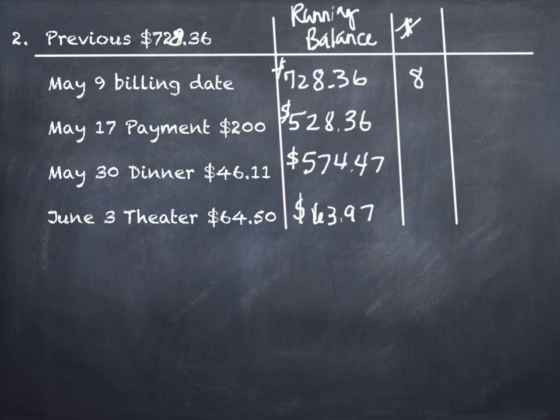Then I make this payment of $200. So between May 17th and May 30th, I owe a different amount than I did earlier. How many days do I owe that new amount? 13 days, because there are 13 days from the 17th to the 30th. Here's where you have to remember the little ditty that tells you how many days are in a month. This is May. May has 30 or 31. I heard two answers. 31. There are 31 days in May, so we're going to count forward from May 30th to June 3rd.